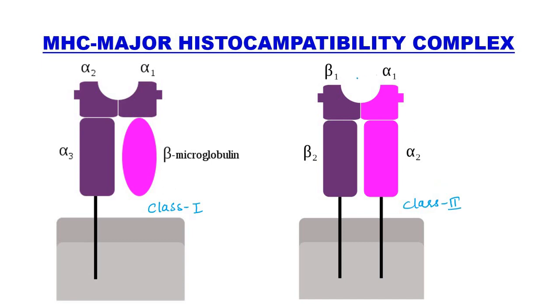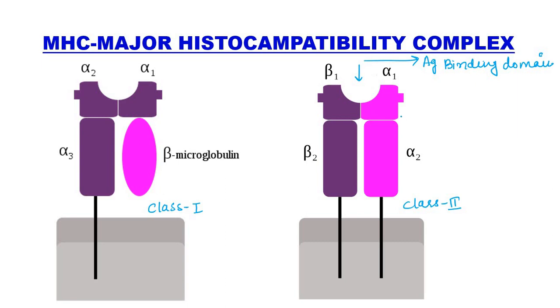So this alpha 1 and beta 1 area will be known as what? That is the antigen binding domain. That is why we were saying that there is an antigen binding domain in between the alpha 1 and beta 1 chain. So I guess now you can easily understand what is the meaning of alpha 1 and beta 1 chain.